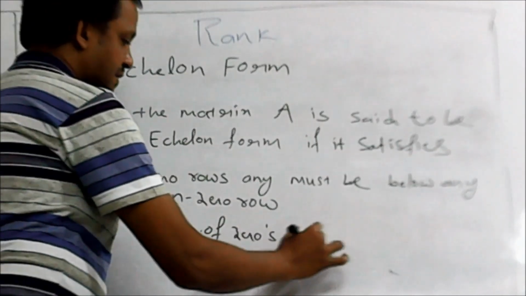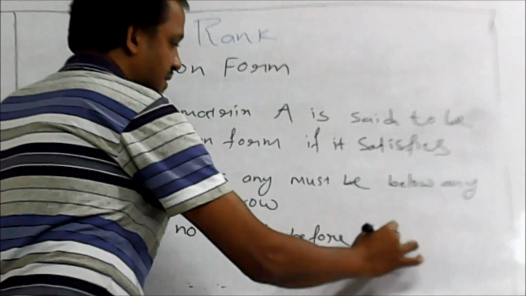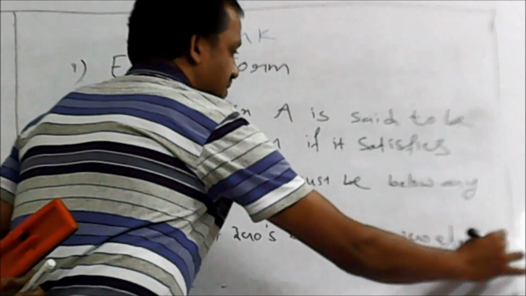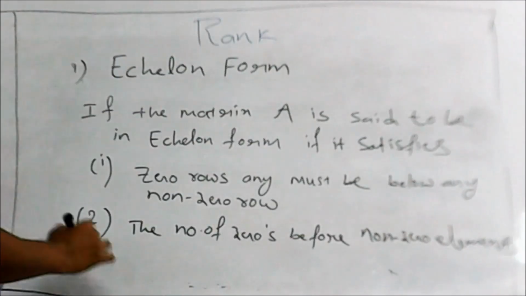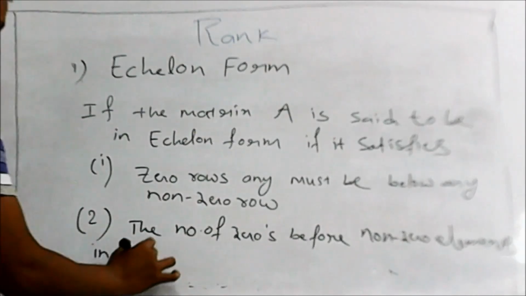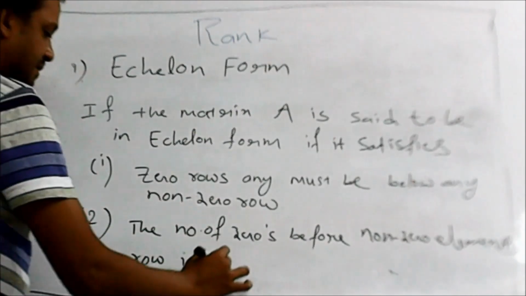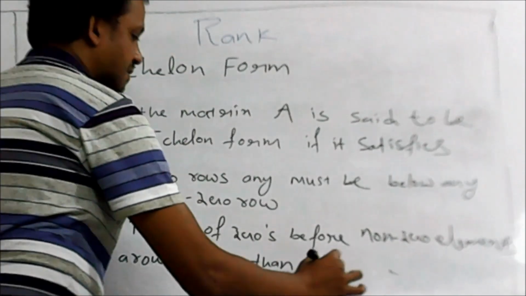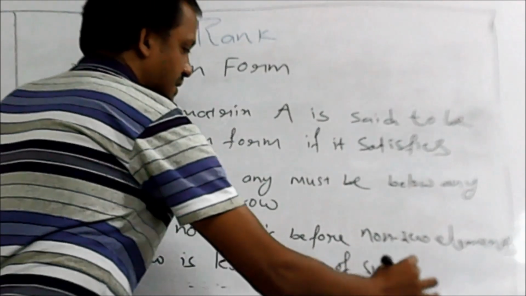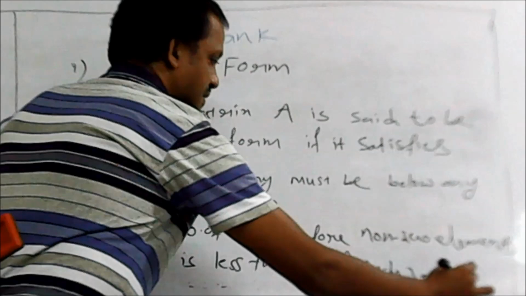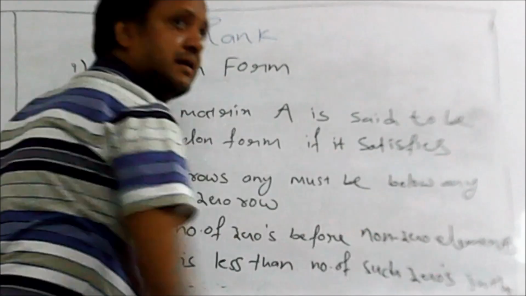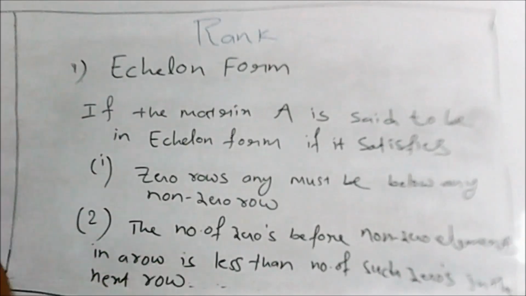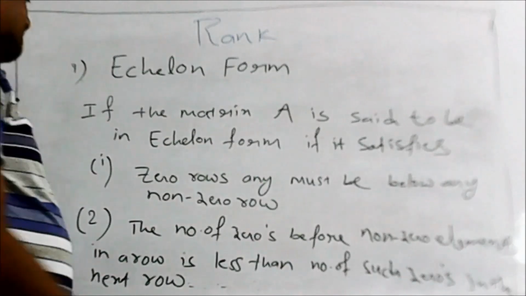So the second property: the number of zeros before the non-zero element in a row is less than the number of such zeros in the next row. You are going to understand these properties in the example.